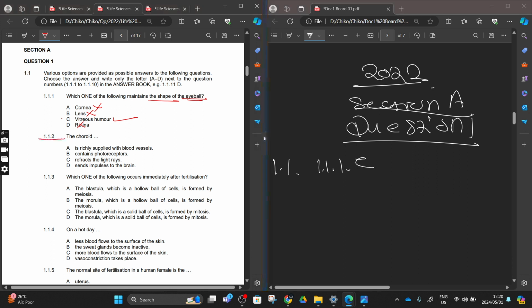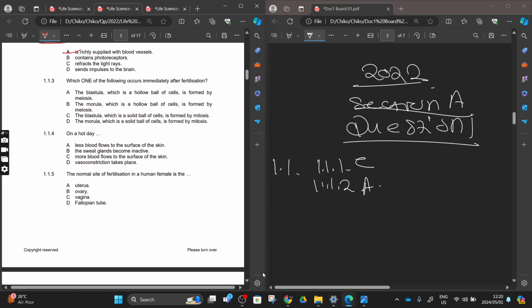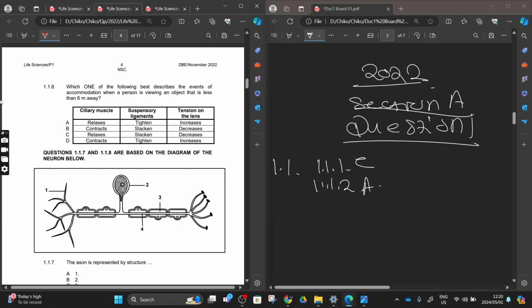Then the choroid? Yes, we also did this, 1.1.2. The choroid is richly supplied by blood vessels. Yes, number A. You don't even have to talk much about that, because contain photoreceptors? No. Refract light? No. Send impulses? No. 1.3, which one of the following occurs immediately after fertilization? We didn't do this. On a hot day, we are still going to do this. The normal site of fertilization in a female, we didn't do this together. And then we move on.